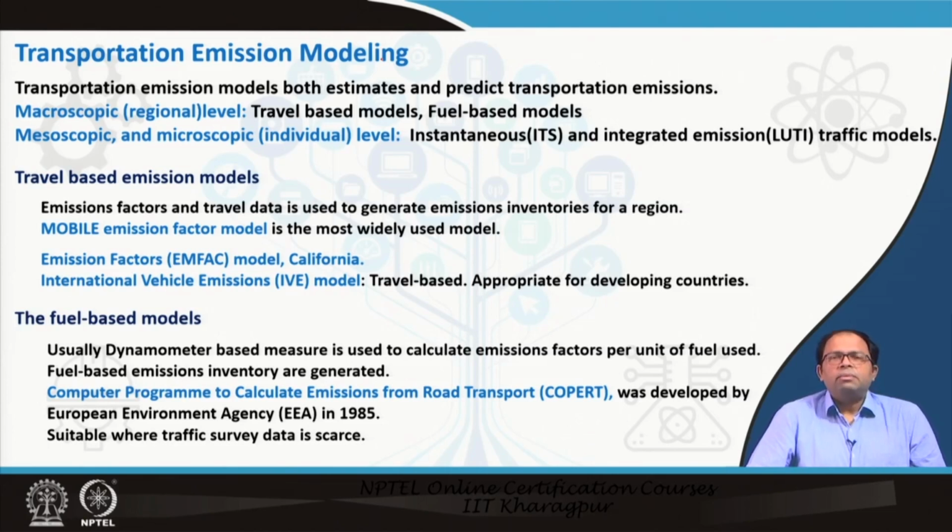Now macroscopic level means a regional level. Regional could be at an urban level, or even a zone level. That means we measure how many vehicles are operating in that particular zone, and what is the total amount of emission coming out of those vehicles. There are two ways to do that. One is called a travel based model and the other is a fuel based model. As you can understand from these two terms, fuel based model means based on the amount of fuel consumed we can estimate the amount of emission, and for travel based models, based on the kilometers traveled we can estimate the emission.